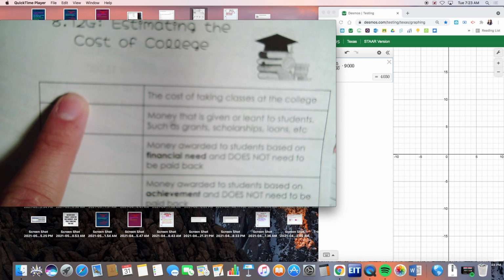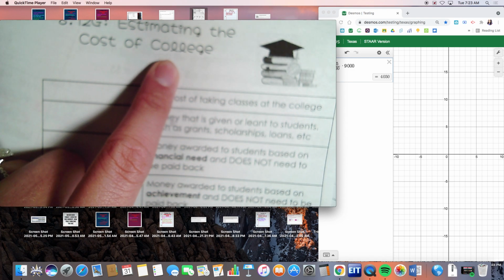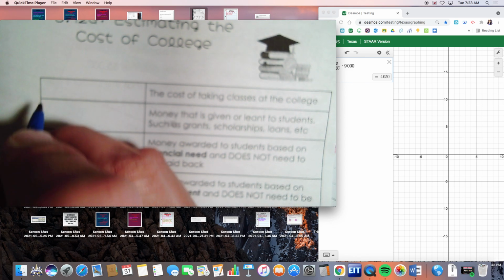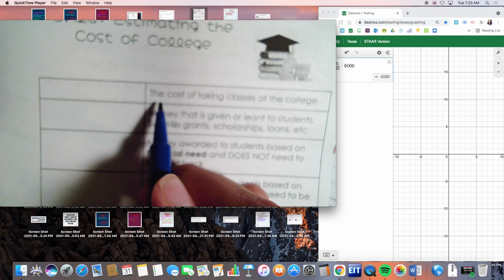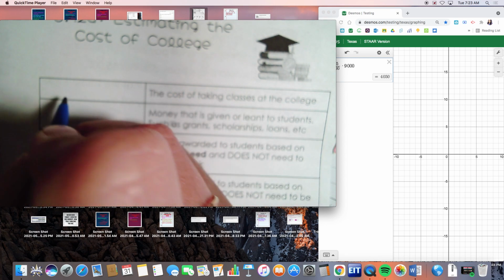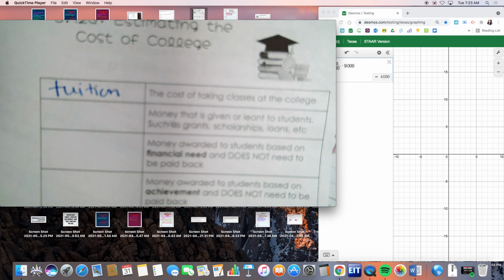So we are going to talk about some vocabulary regarding college, because when you go to college, it is expensive, and we need to figure out what these terms are. So your first definition is the cost of taking classes at the college. So this is what you have to pay. Well, hopefully you won't have to, but it's called tuition.